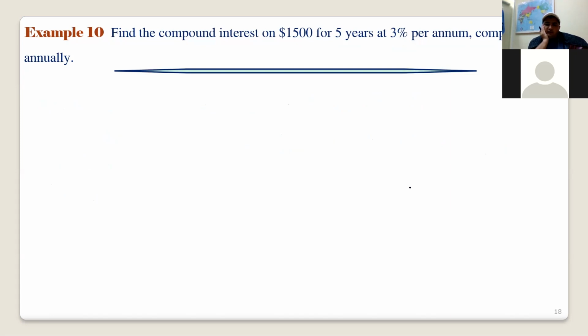Another similar example: find the compound interest of 1,500 for 5 years at 3% per annum. It's exactly the same, just the numbers are different. Anyway, just for warm up, Amira, you do this for your practice. First, write down what is given: principal, time, and rate. So we have to find the compound interest.